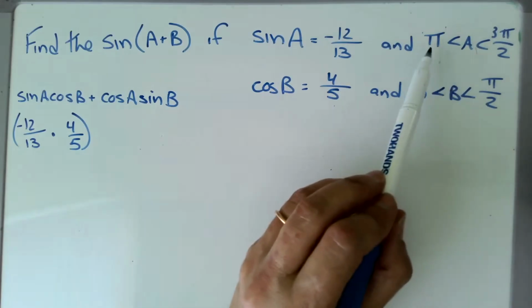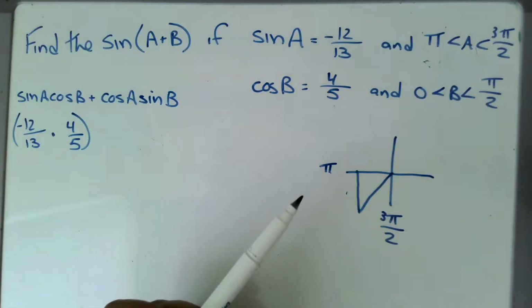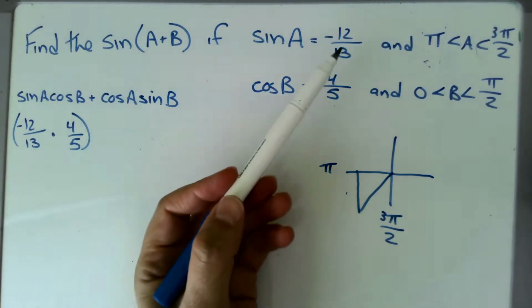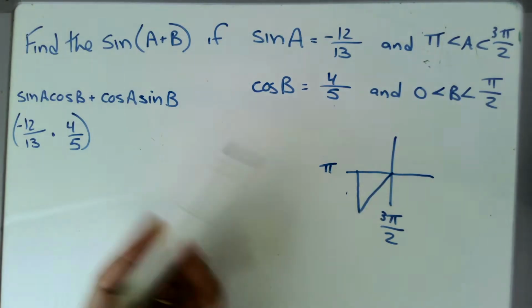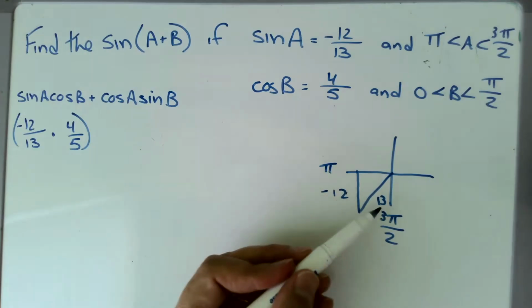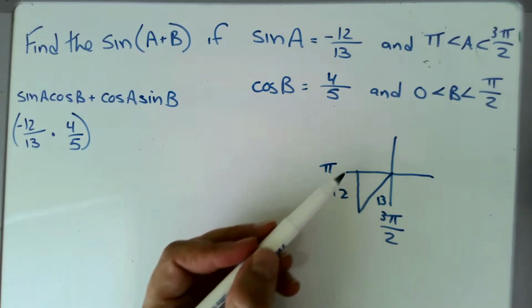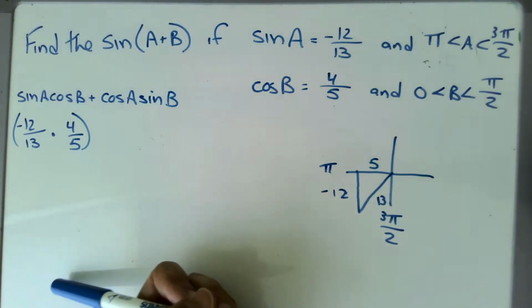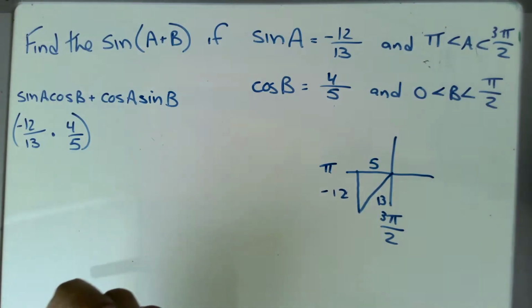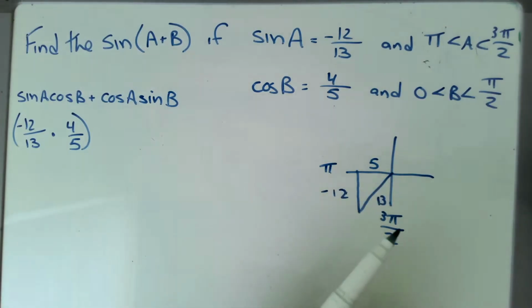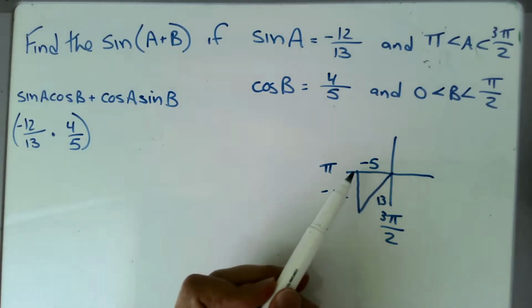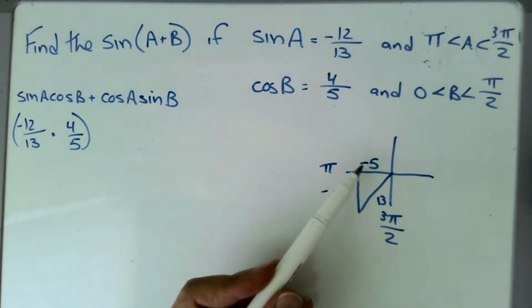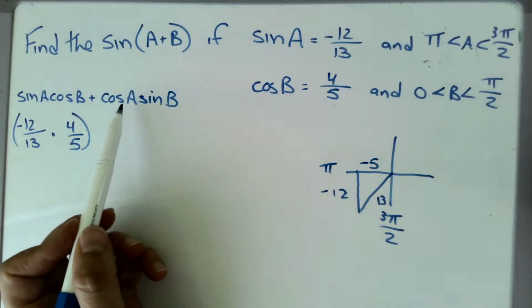If A is between pi and 3 pi over 2, that tells me it's over here in the third quadrant. Sine means opposite over hypotenuse. So my negative 12's here, my 13's here. This is a blank, 12, 13 triangle. That's right, a 5, 12, 13 triangle. If you didn't know that, you could do Pythagorean theorem, but it's good to know your Pythagorean triples. And then I see this is in the third quadrant, so that's negative 5. So my cosine, my adjacent over hypotenuse, is negative 5/13. So that's what goes there.